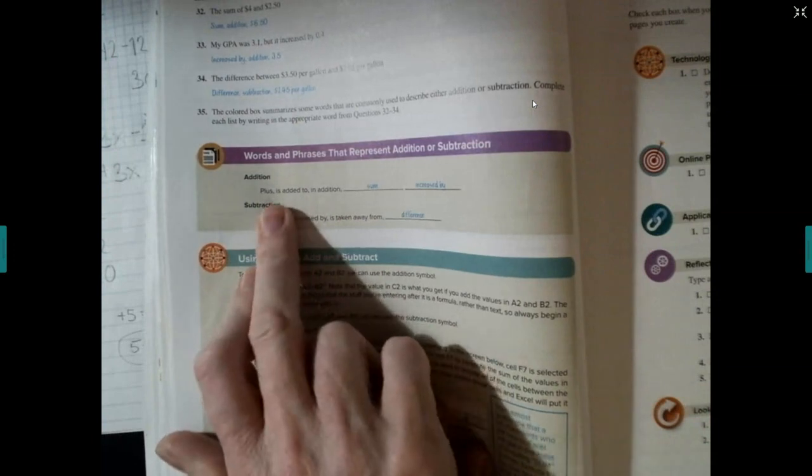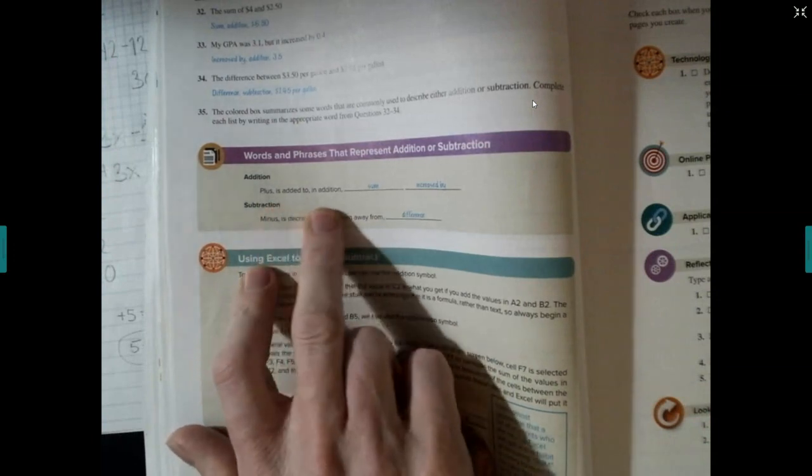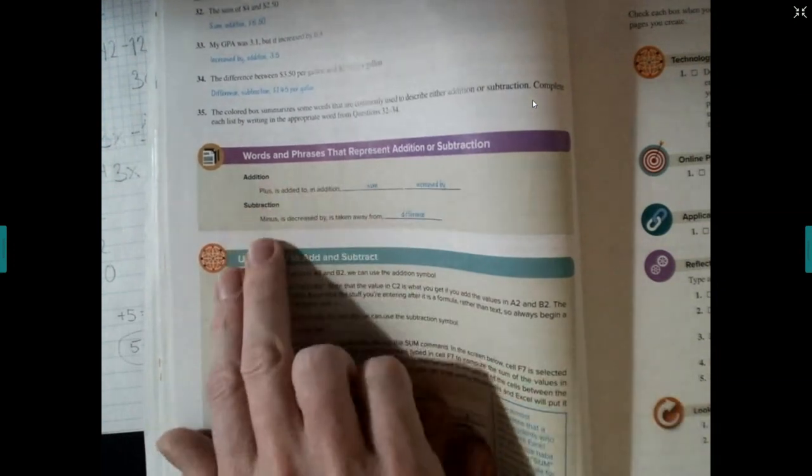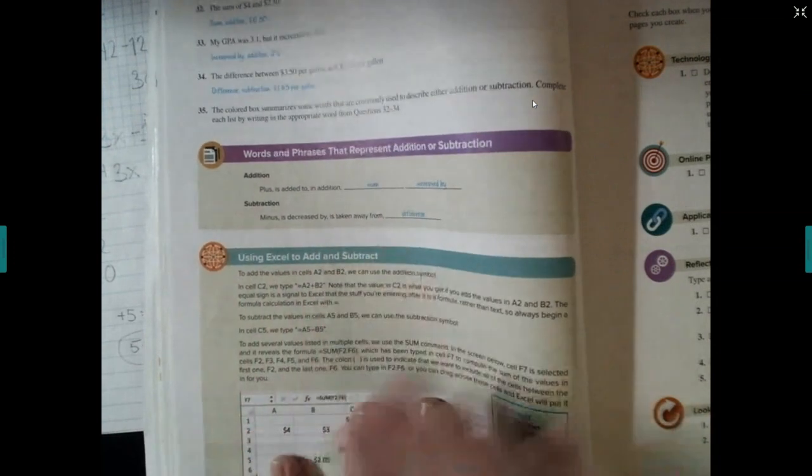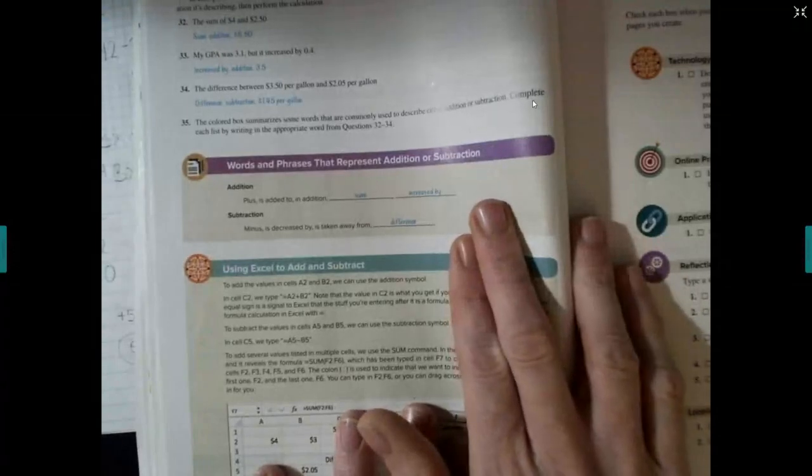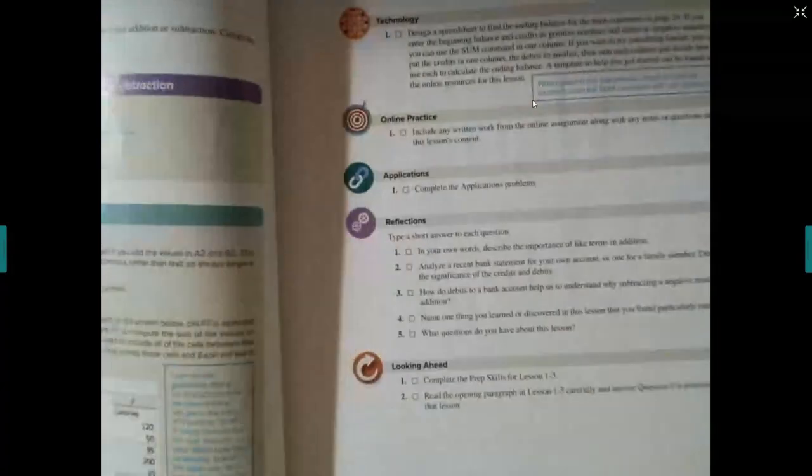So we look at this from the perspective of representing addition and subtraction. Addition: plus, added to, sum, increased by. These are just other words and phrases that mean the same thing. Subtraction is minus, decreased by, taken away from, difference. Those are words that represent the phrases of adding and subtracting. So it's a matter of being able to find that language.